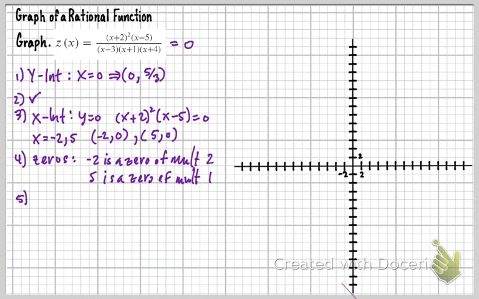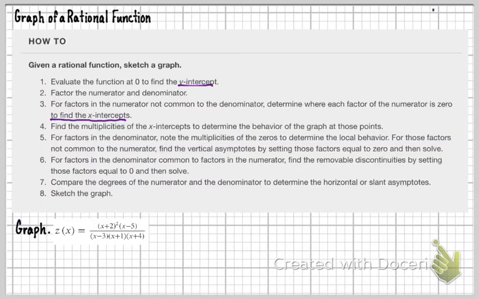Now let's take a look at step 5. Step 5 says, for the factors of the denominator, note the multiplicity of the zeros to determine the local behavior for those factors not common to the numerator. Find the vertical asymptotes. So we need to find the vertical asymptotes for step 5.